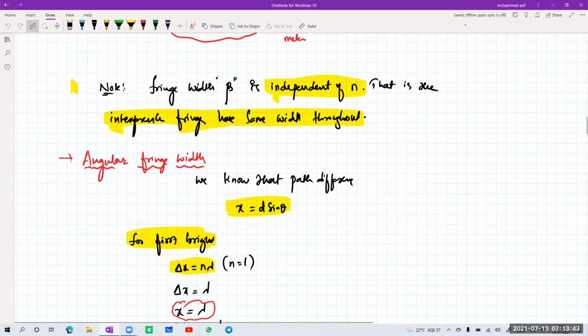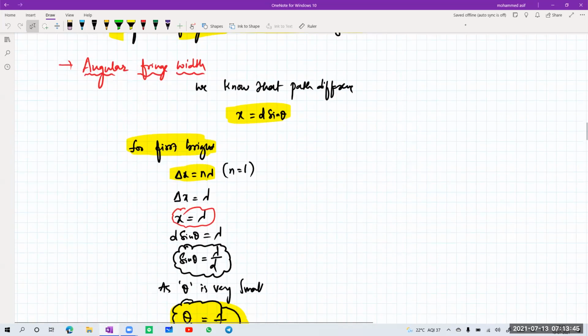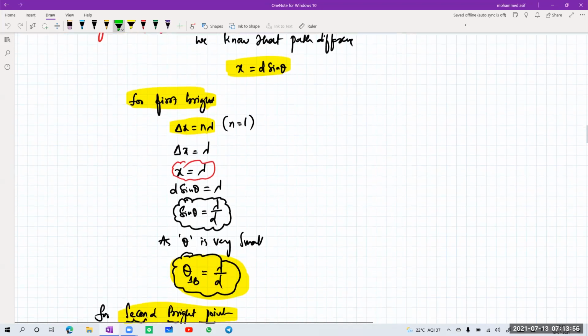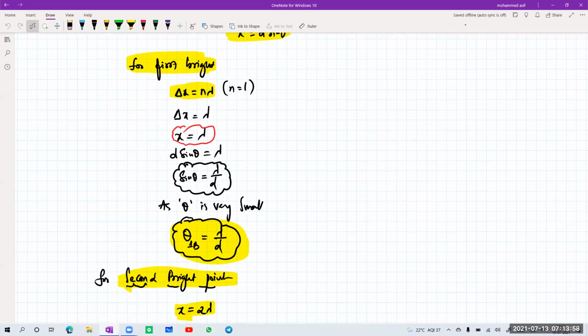Then angular fringe width is nothing but the angle made by the fringe width. We know the formula x equals d sine theta. For the first bright fringe, I'll take n equals 1, so the path difference will become lambda. The path difference I already got is d sine theta, so equate: d sine theta equals lambda. So sine theta is lambda by d. If theta is very small, like 2, 3, 4 degrees, less than 10 degrees, then we directly remember it as theta equals lambda by d.